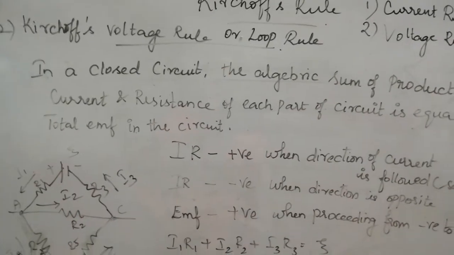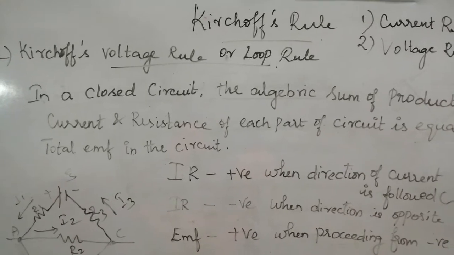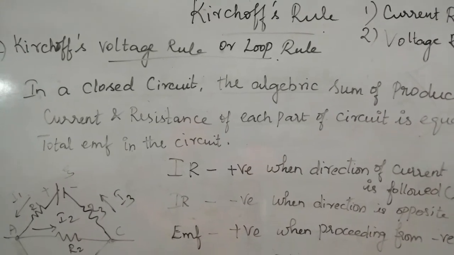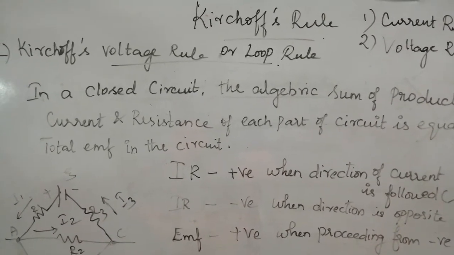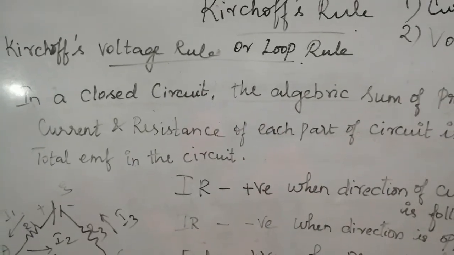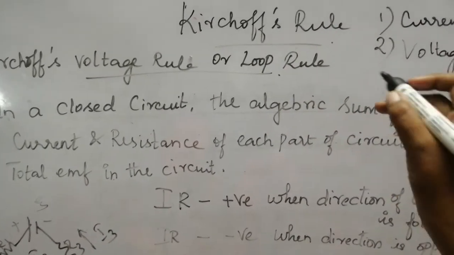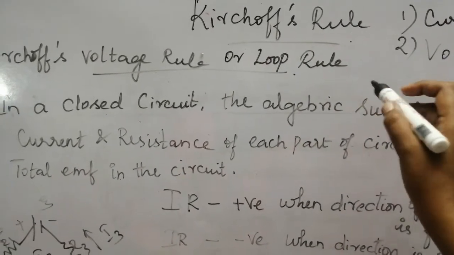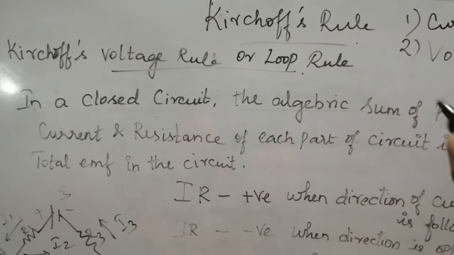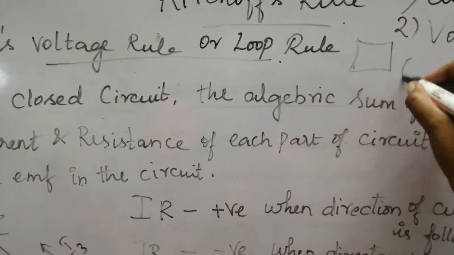In this video, we are going to discuss Kirchhoff's second rule, that is Kirchhoff's voltage rule. This voltage rule is also called the loop rule because, as we know, voltage is nothing but the potential difference. For a potential difference, we need at least two points. And for voltage to exist, the circuit should always be closed, like this.